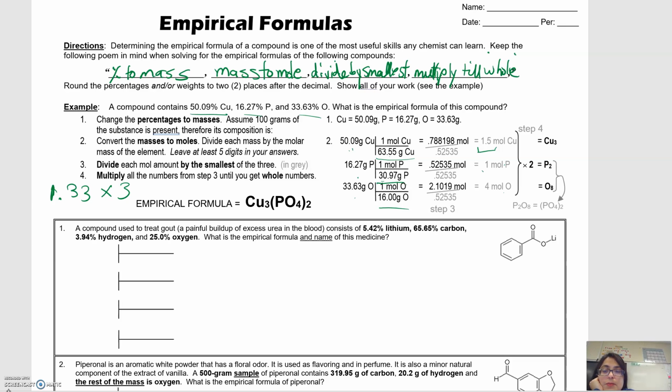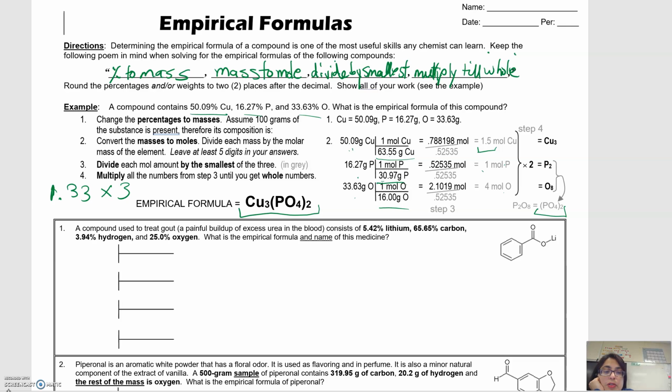And anytime you see P2O8, you know that that's your polyatomic phosphate. So here's the formula: Cu3(PO4)2. So take a look, this is the most reduced. You cannot reduce this any more. Now let's do the next one.